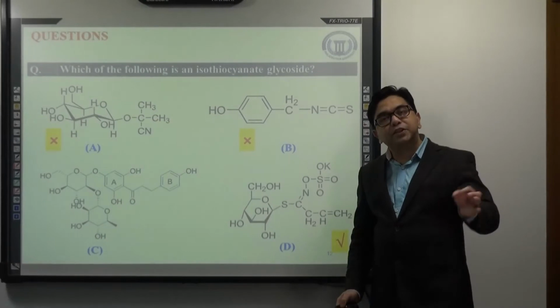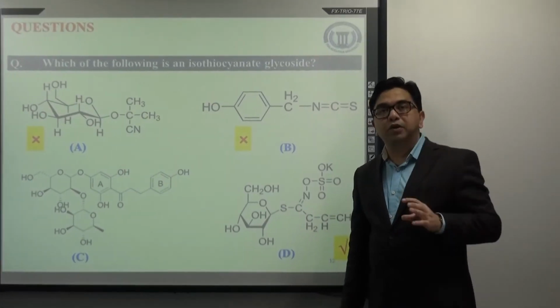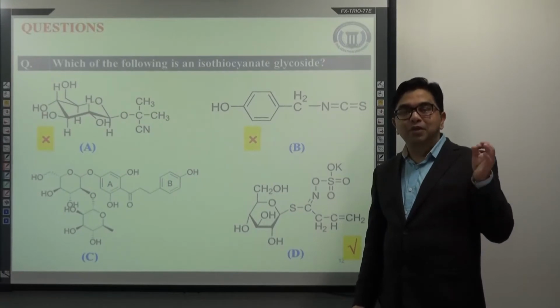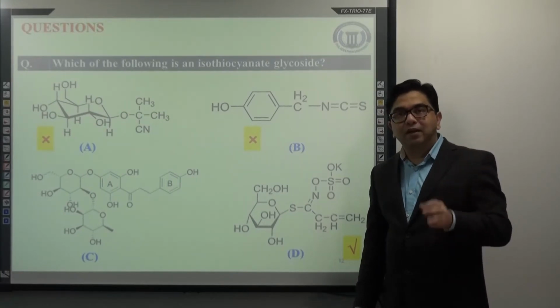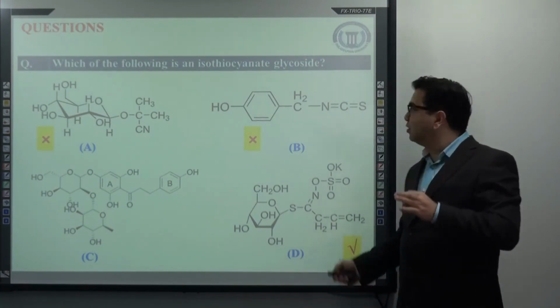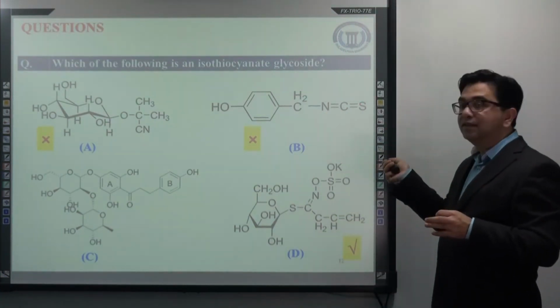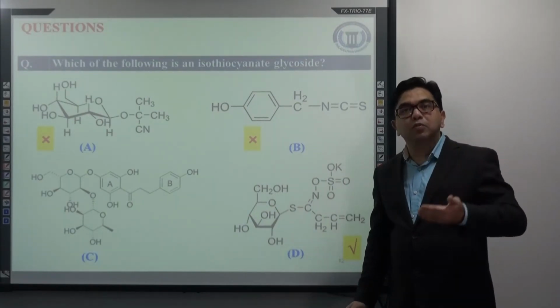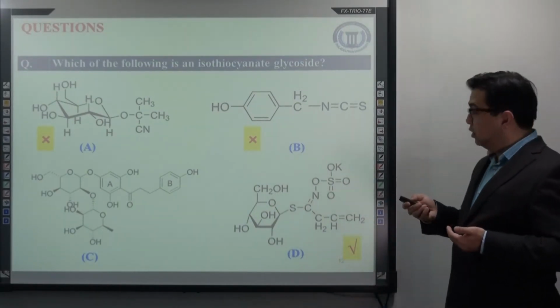Glycoside means it must be attached to a sugar moiety. So always remember this, especially when you go for exam, you tend to forget that glycoside means it must be attached to a sugar moiety. Not just only look for the functional group NCS, also look for whether the whole molecule is attached to a sugar molecule or not.